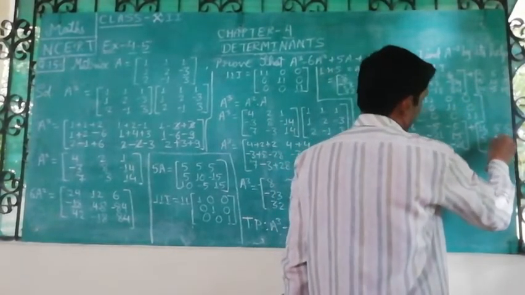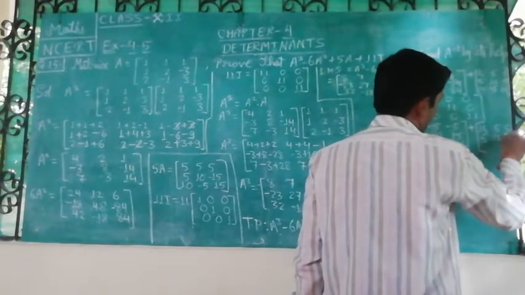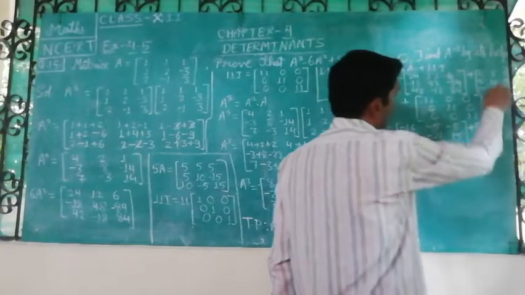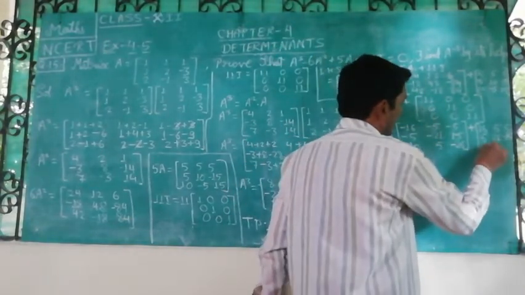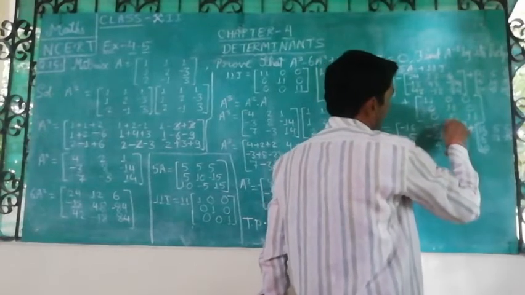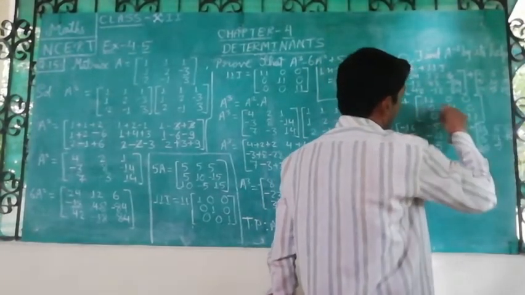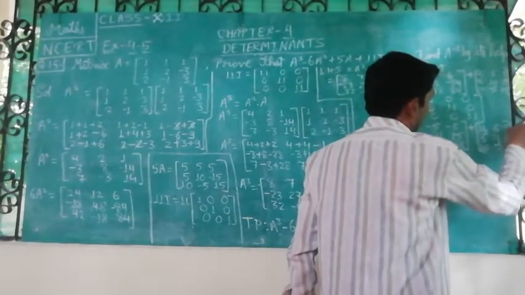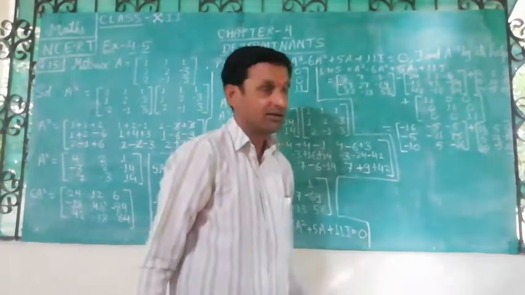10 plus 11. 10 plus 11 is 21. And minus 15 plus 0 is minus 15 only. Now 10 plus 0, that is 10. Now minus 5 plus 0 is minus 5. Now 15 plus 11, that is 26. Now see, we have to add this.